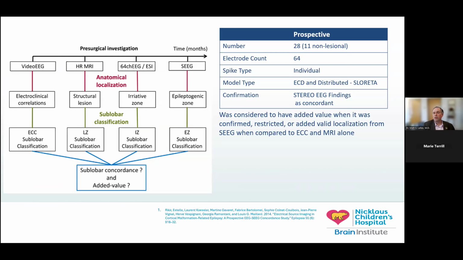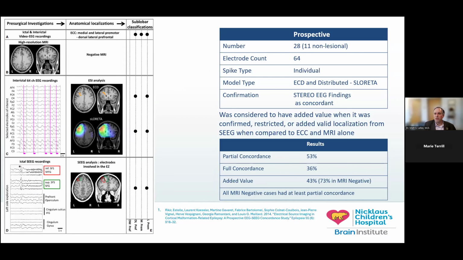So this was confirmed by stereo EEG, where they were looking at equivalent current dipoles as well as distributed models, and they were looking at 64 electrode count EEG. And it was considered to be having an added value when on stereo EEG, the findings from the ESI confirmed, restricted, or added valid localizations that wouldn't have necessarily been considered based off of the electroclinical correlation or the MRI alone. Their results were that there was a high amount of concordance, either partial or full concordance, across the study.